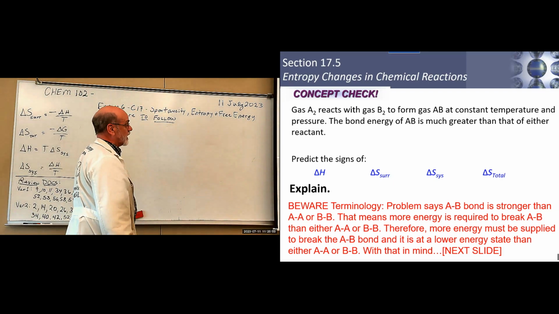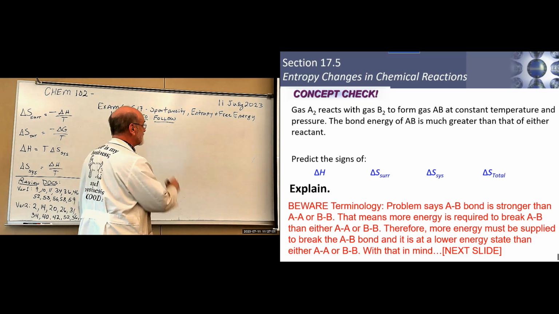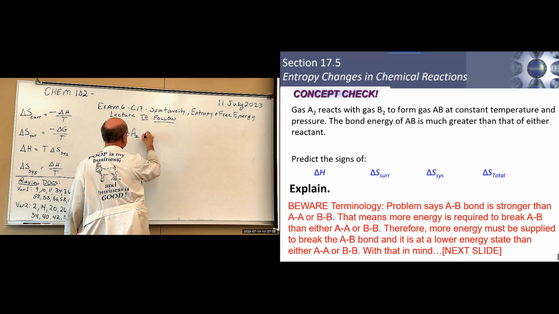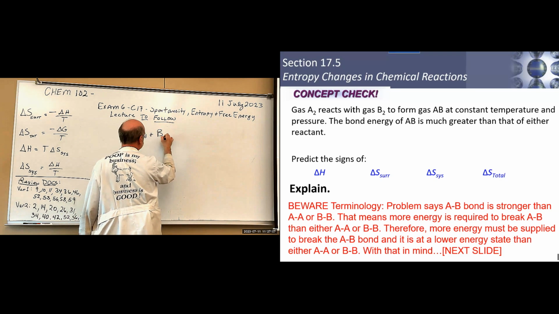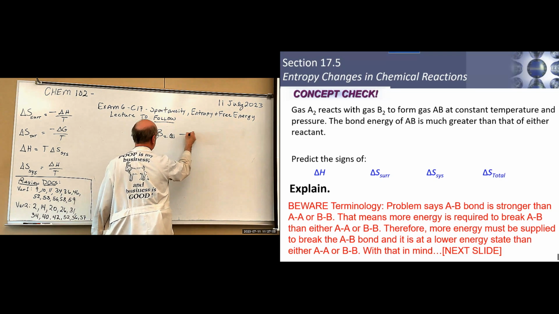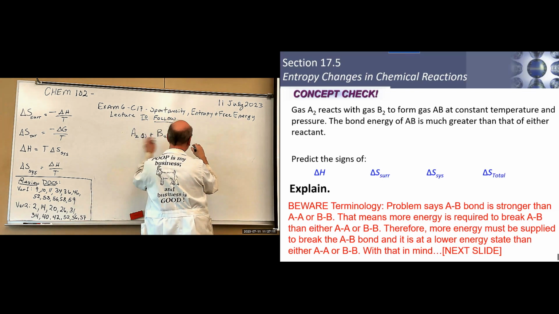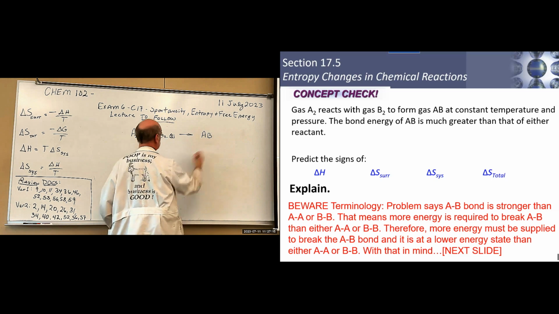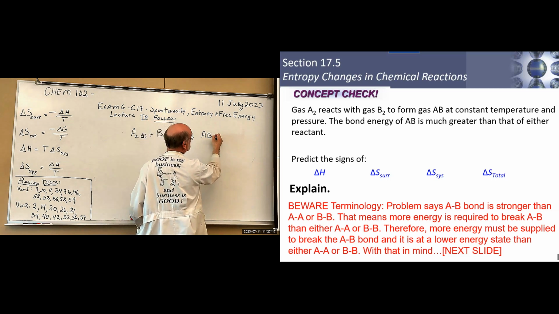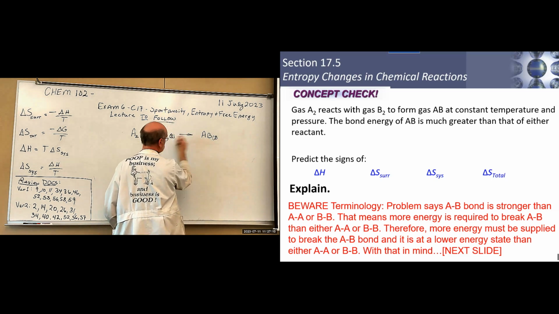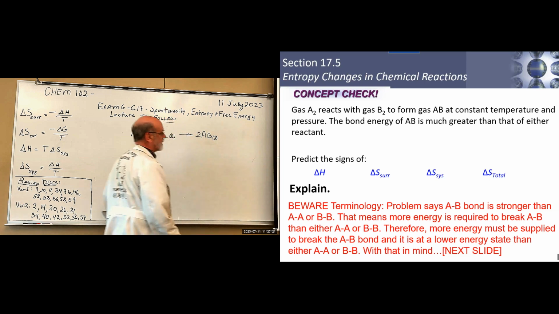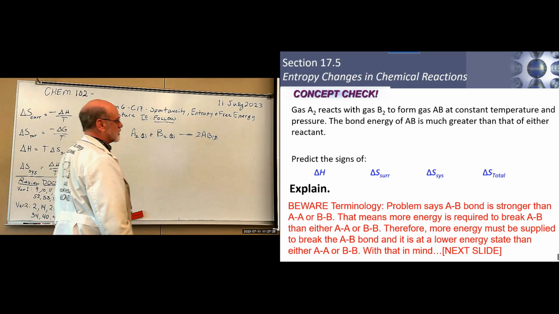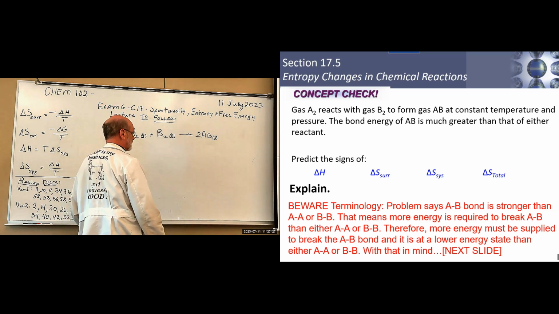Gas A reacts with gas B to form gas AB. So this is a diatomic A gas plus a diatomic B gas reacting with each other to make an AB gas, right? So that would be two of these to balance it. The bond energy of AB is much greater than that of either reactant.